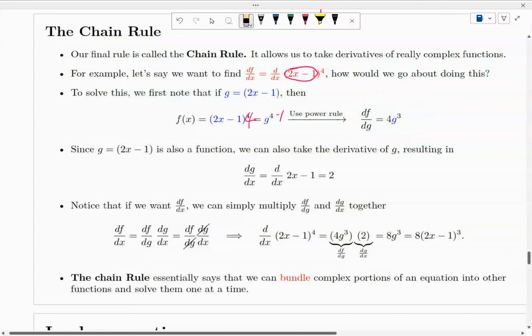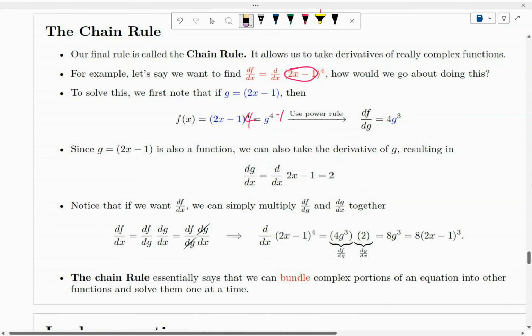Now, if we just look at g by itself, we can find the derivative of this with respect to x. Finding the derivative of g with respect to x, dg/dx, is also really simple, because you just use the power rule and the sum rule, giving us 2. Okay?